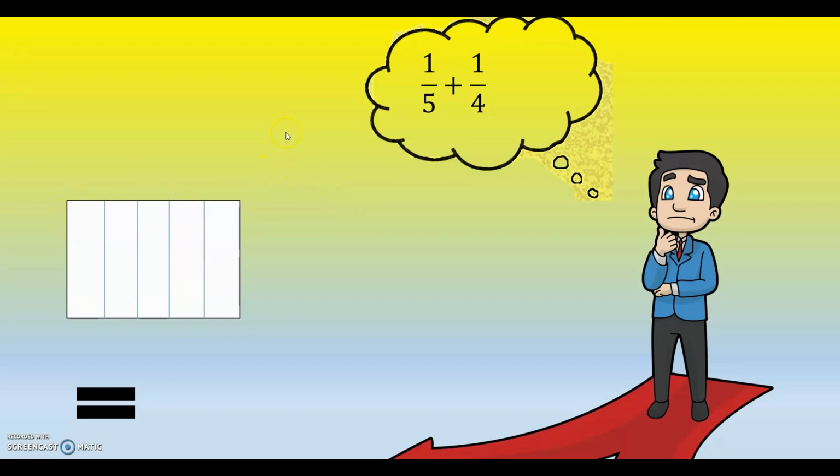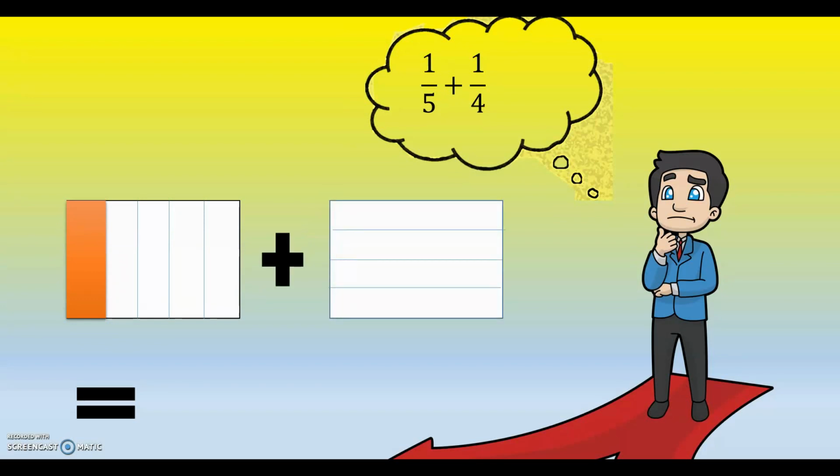1/5 means that I would draw a box and cut it into 5 equal parts. I would then have to shade one part out of those 5 parts. Then I'm going to add a quarter, which means I need a box divided into 4 equal parts going the opposite direction because these are unlike. I would then have to shade one part out of those 4 parts.